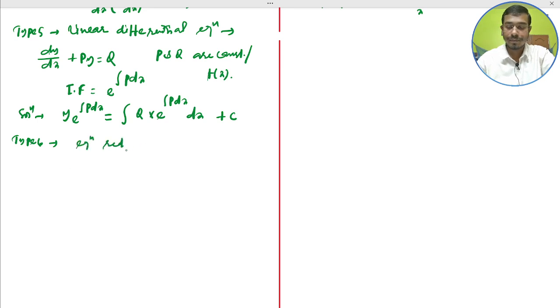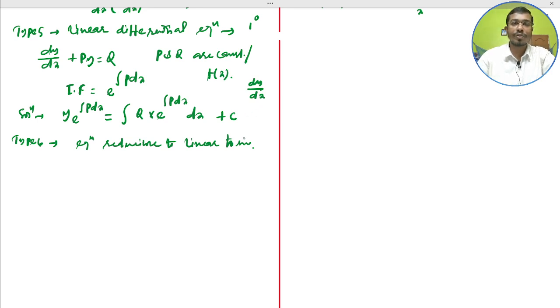Equation reducible to linear form. One thing is to understand whether a differential equation is linear or non-linear. A linear differential equation means that the power of the derivative should be 1 degree, meaning dy/dx only, not d square y by dx square.